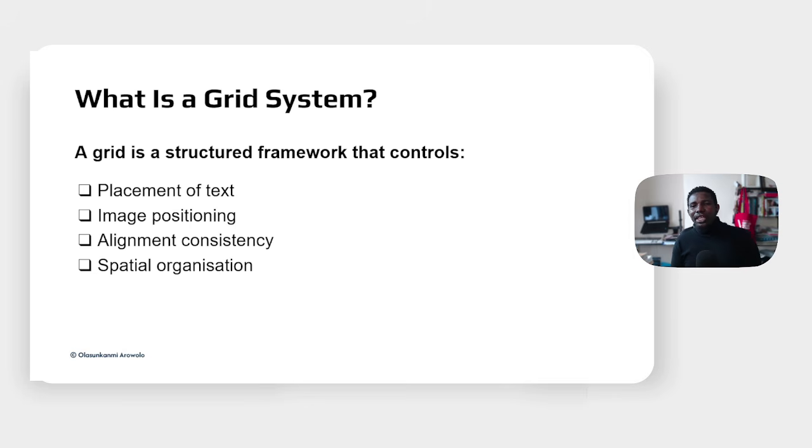Now, a grid is not visible to the readers, but it governs everything the reader sees. It ensures predictability. It ensures order. It ensures professional consistency. Without grids, layout becomes visually unstable. Yes, visually unstable. That bad.